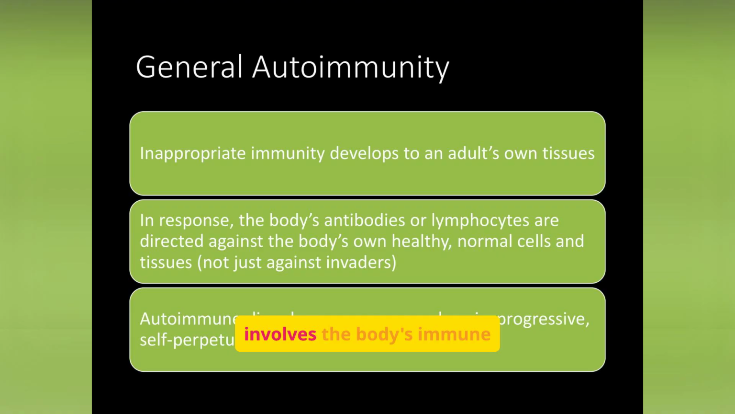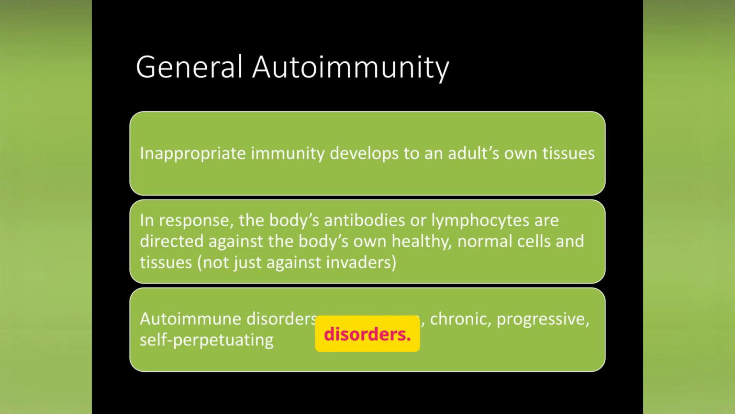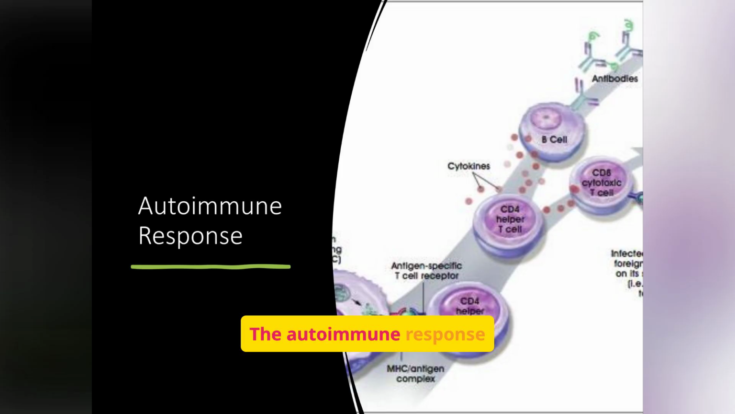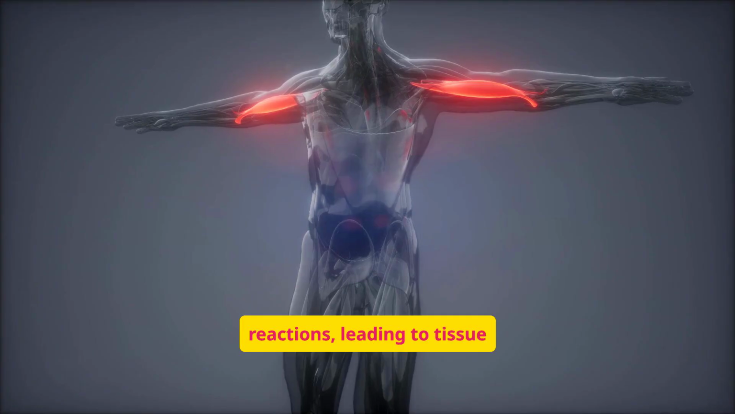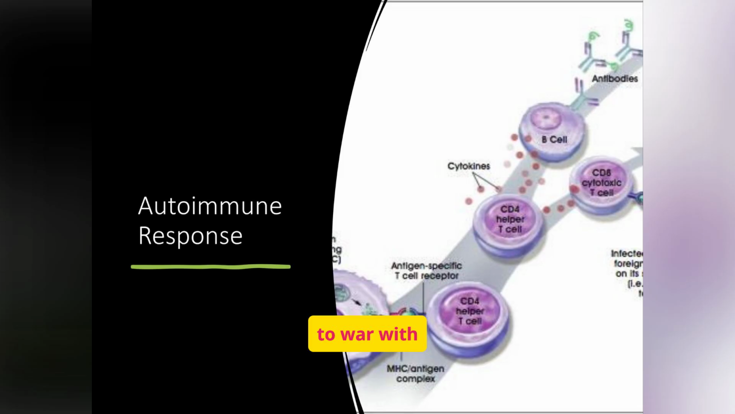General autoimmunity involves the body's immune system attacking its own tissues. Antibodies or lymphocytes are directed against healthy cells and tissues, leading to chronic progressive disorders. The autoimmune response occurs when the immune system recognizes self-antigens as foreign. This triggers a cascade of immune reactions, leading to tissue damage. Think of it as the body mistakenly going to war with itself.